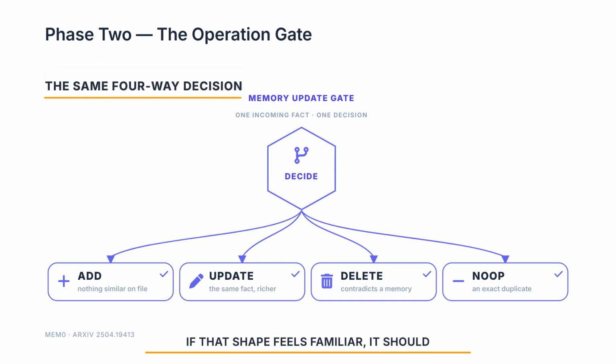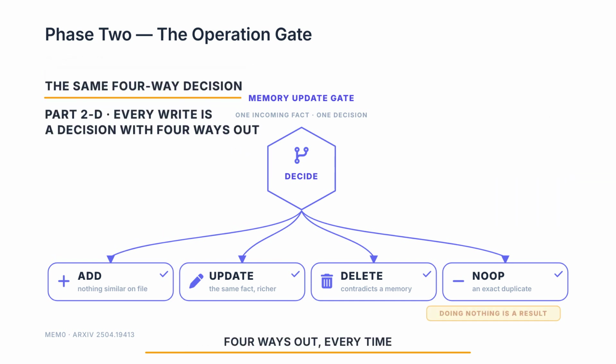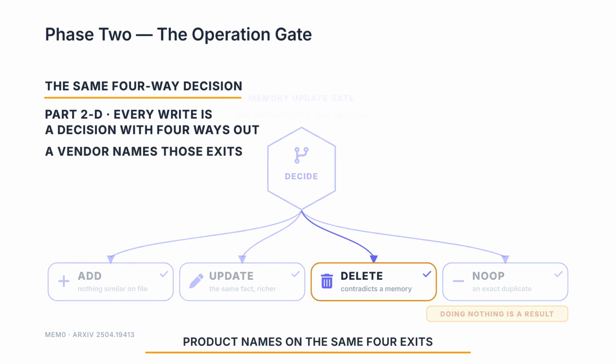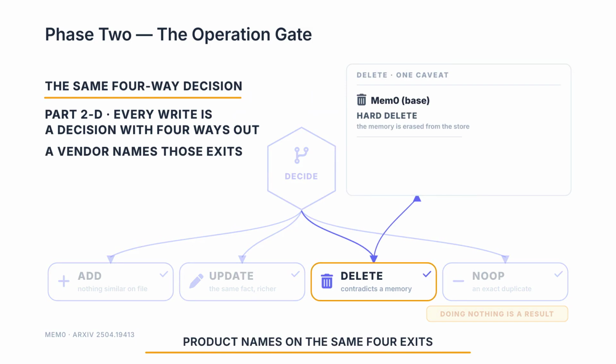If that shape feels familiar, it should. Part 2D argued that every write is a decision with 4 ways out. This is a vendor putting product names on those exits.